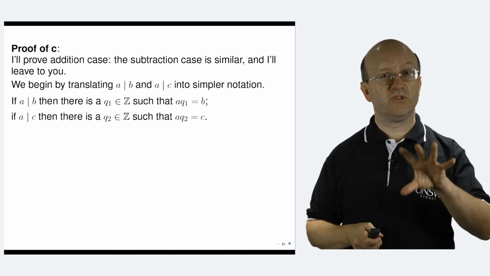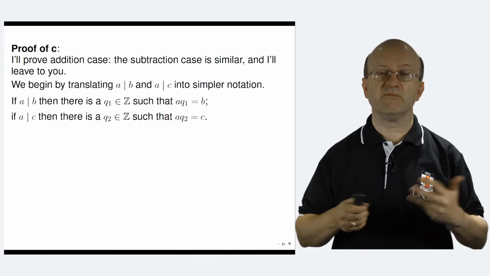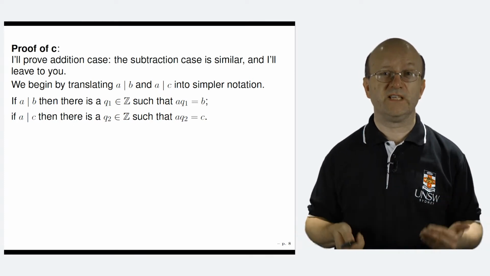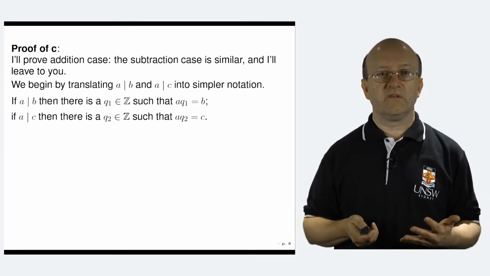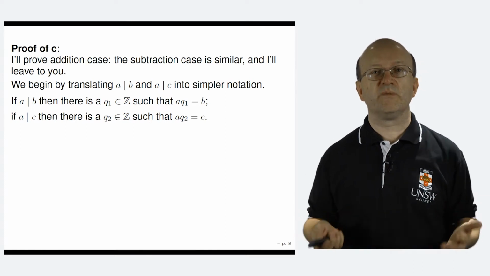Make sure, of course, you use different symbols here. I've used Q1 and Q2. You could use Q and R or S and T, whatever, but different symbols, please. It's a common mistake that people don't change the symbols here. So having done that, having translated our hypothesis, A divides B and A divides C, into simple notation, what do we do?